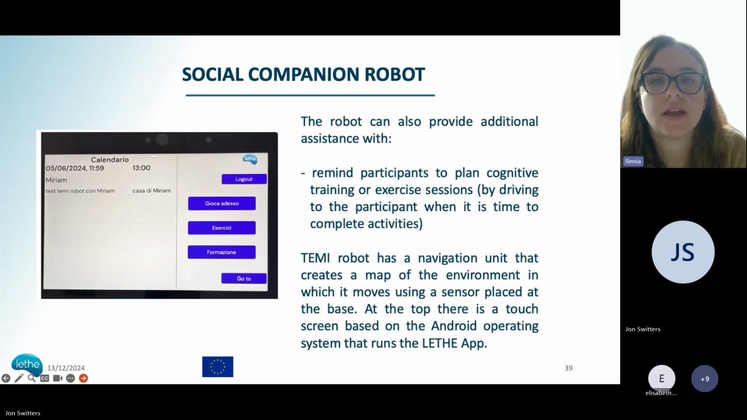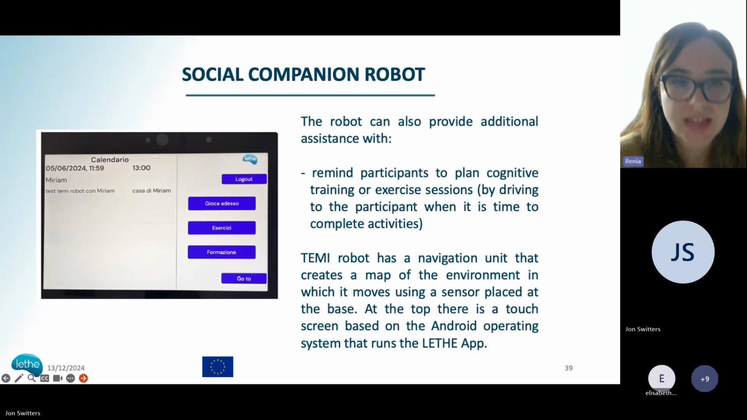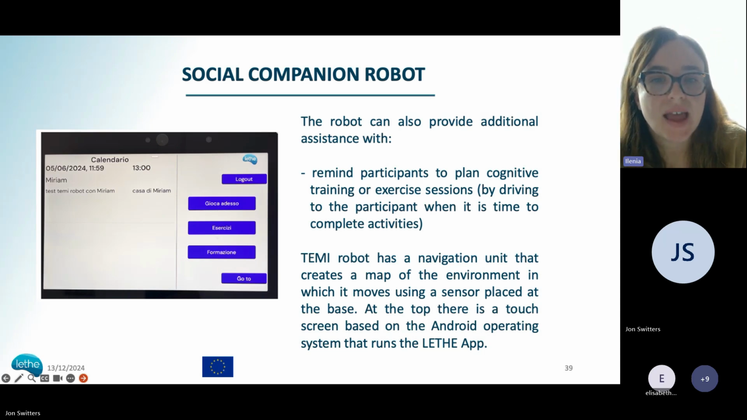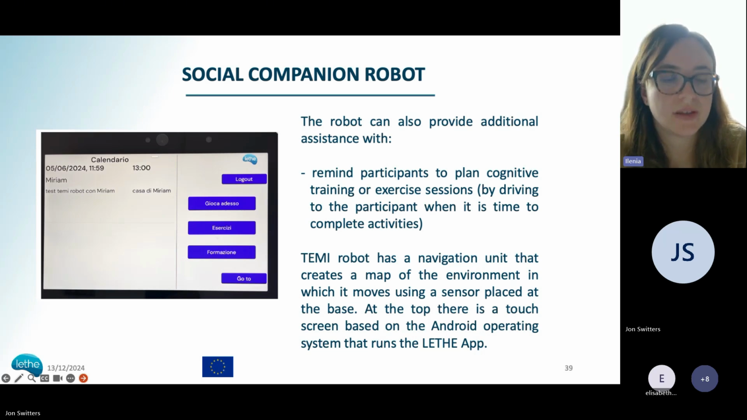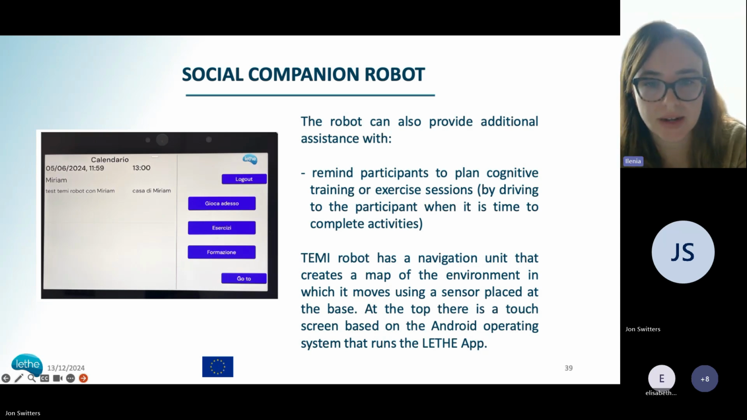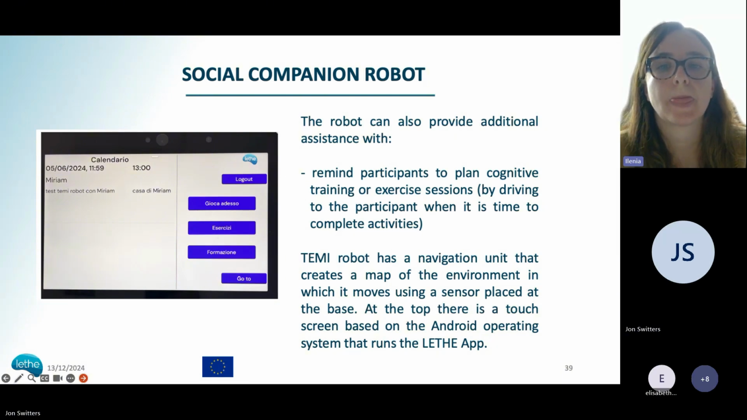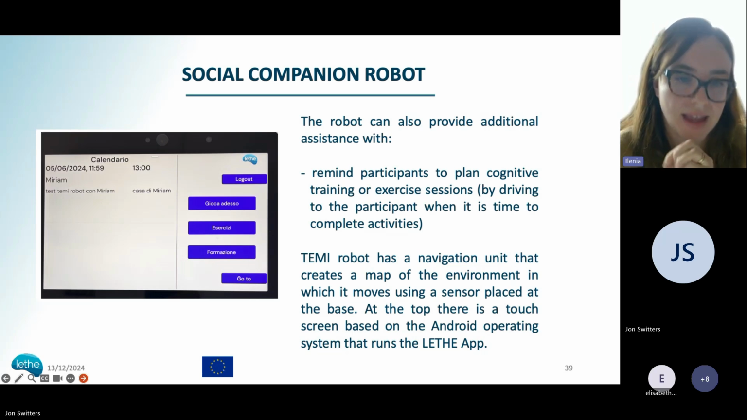Also, the robot can provide additional assistance to the participant through reminders to plan a cognitive training or exercise session, for example, by driving to the participant when it's time to complete an activity. Temi can move around the home of the participant because it has a navigation unit that creates a map of the environment through sensors placed at the base of the robot. At the top of the robot, as you can see in this figure, is the screen, which is based on the Android operating system and runs the Lethe app. Next.